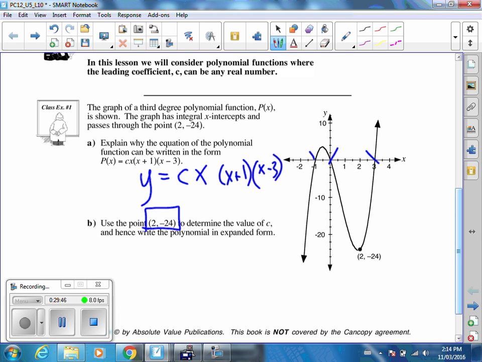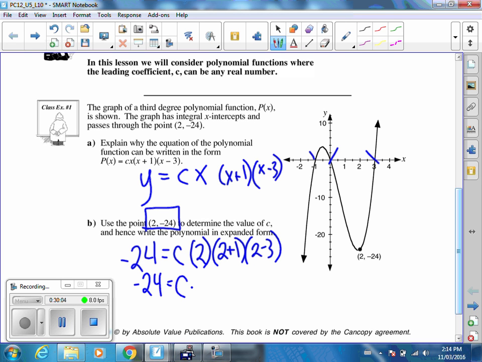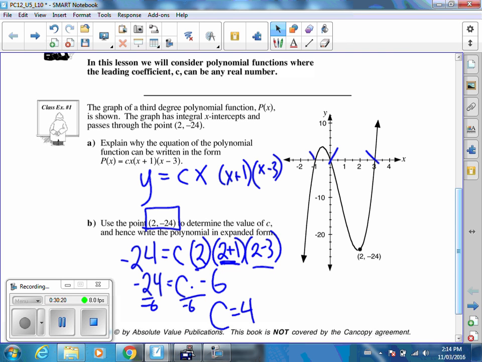So what we're going to do is put that point in, just like we've done in many other courses to date. 2 for x, 2 plus 1 there, and 2 minus 3 here. This is negative 24. This is c times 2 plus 1, 2 times 3 is 6, times negative 1 is negative 6. So negative 6c equals negative 24, or c equals 4, if I divide both sides by negative 6. So there's my c value. My final answer would be y equals 4x, x plus 1, x minus 3.